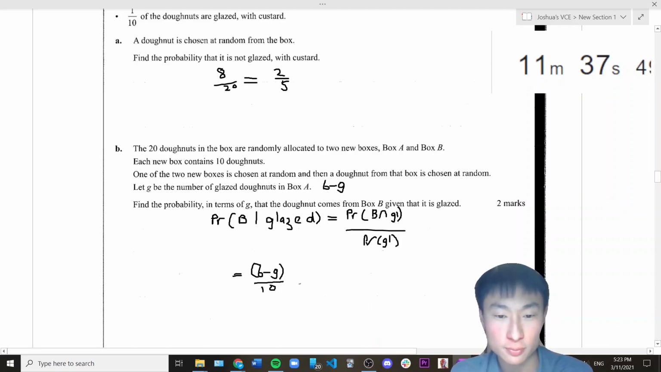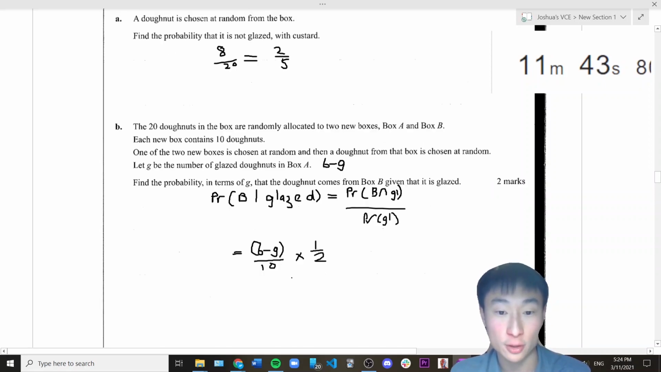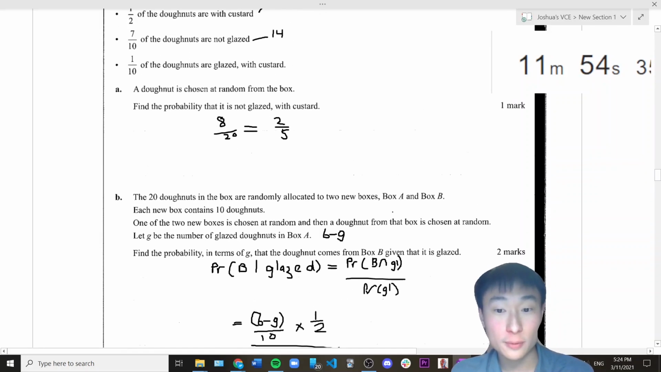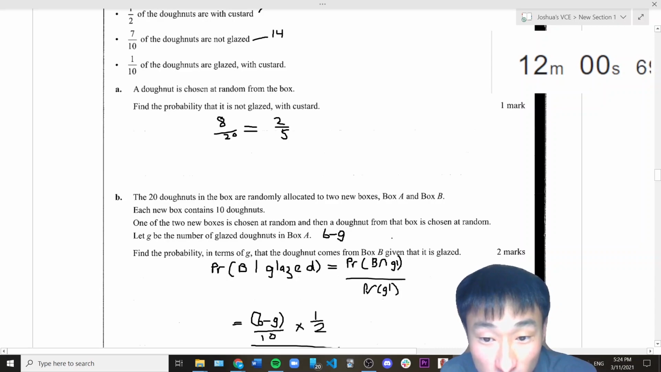When you have B, that's the probability you get a glazed donut, but the probability that you choose box B is a half, because you could choose box A or box B. So 6 minus G over 10, times a half, over the probability glazed. What's the probability that a donut is glazed?